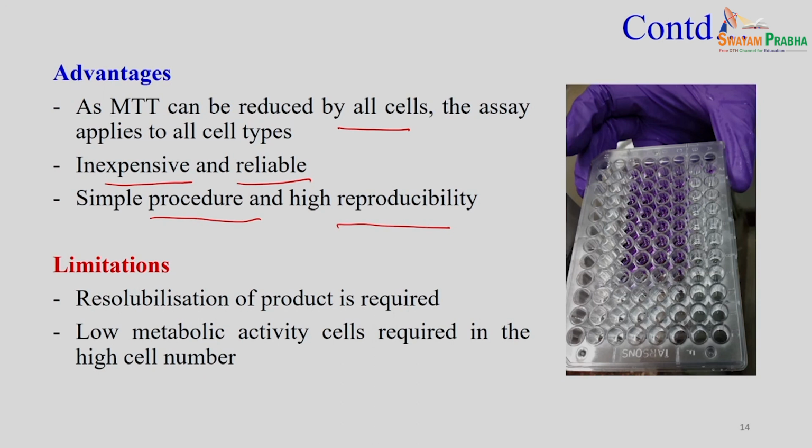But the issue is, in the protocol we have to resolubilize the formazan crystal or the product. That is a tricky part, and especially when there is low metabolic activity, then we require a higher number of cells to get the desired intensity of the color.